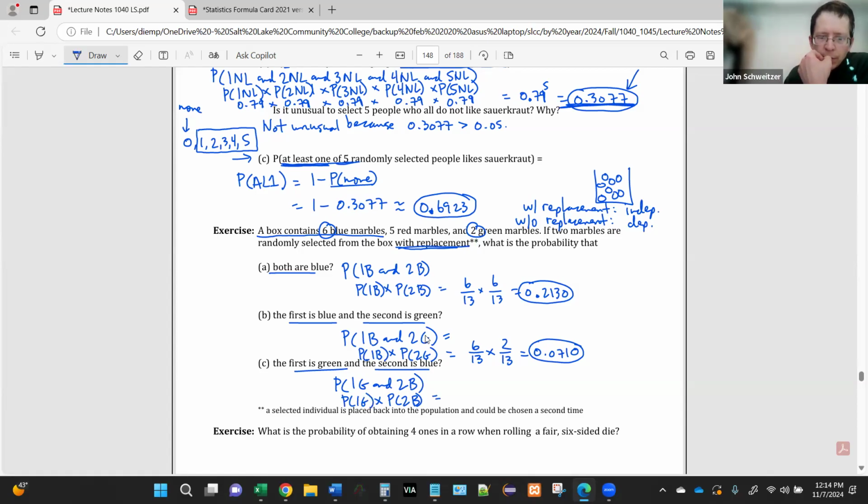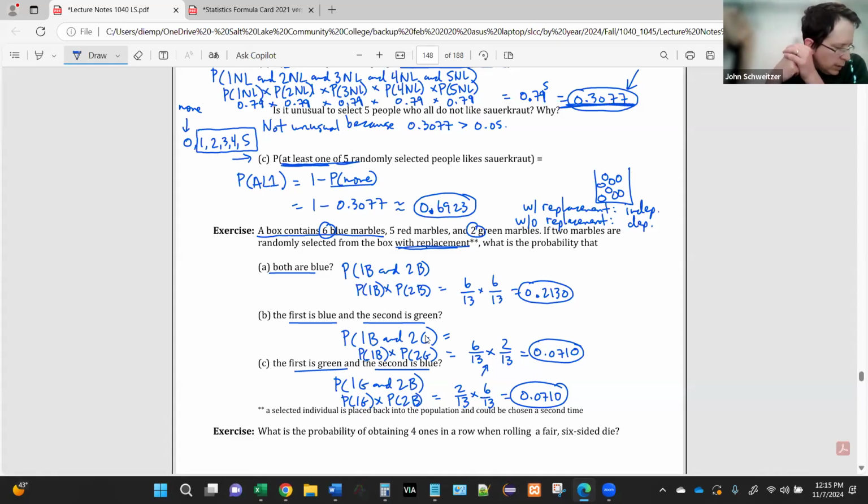So probability, the first one is green. Well, there's 2 out of 13 that are green, and then there are 6 out of 13 that are blue. So notice it's really the same thing, it's just in a different order. So we have the same probability. Okay, so that's not going to change. Maybe we'll do one more, just a quick one here at the bottom of 148, and then we'll move on.